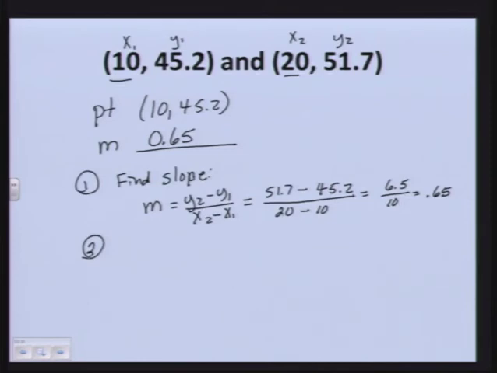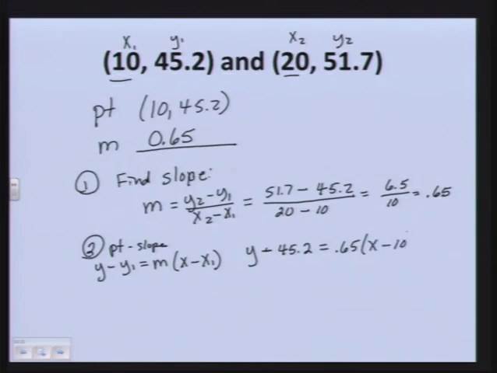We'll write the equation of the line using the point slope form. Remember that point slope form looks like this. y minus y sub 1 equals the slope times x minus x sub 1. So for our situation, y minus y sub 1, 45.2, equals the slope of 0.65 times x minus the x of the point. And this right here is in our point slope form.